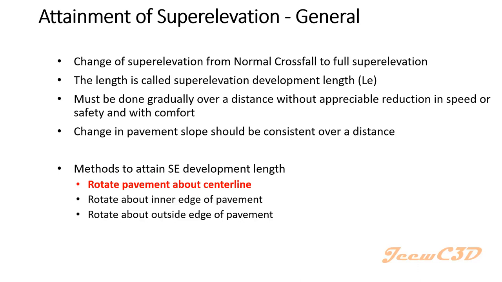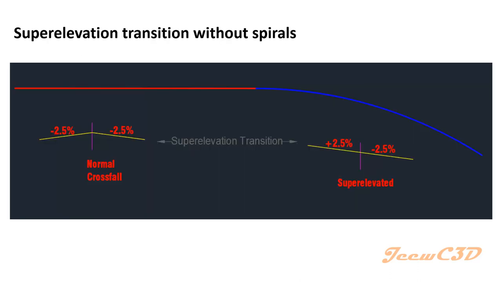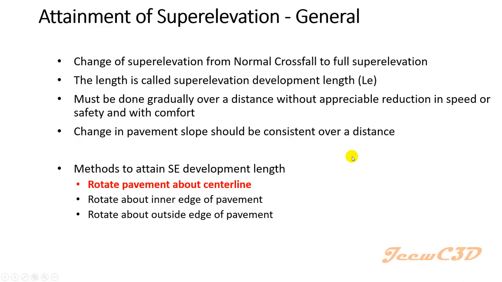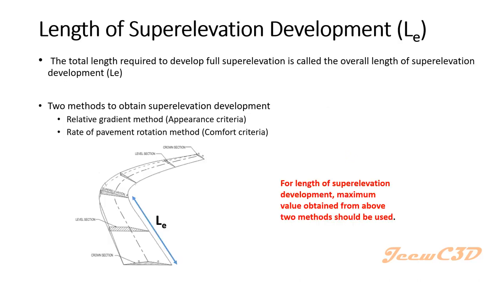So there are three methods to attain super elevation development length, but mainly what we are using is to rotate the pavement about the center line. If I go here, this pavement is rotated along this center line. You can see this part is turned upward about this center line. So in most cases we are rotating the pavement about the center line, and there we consider the super elevation development length. So this is actually what happens in developing super elevation.